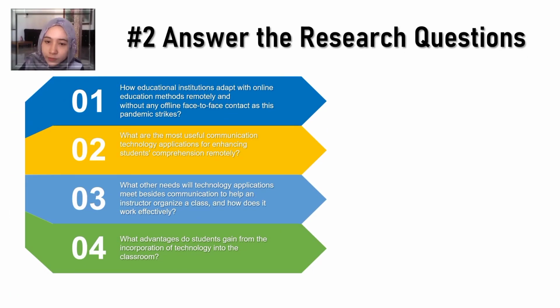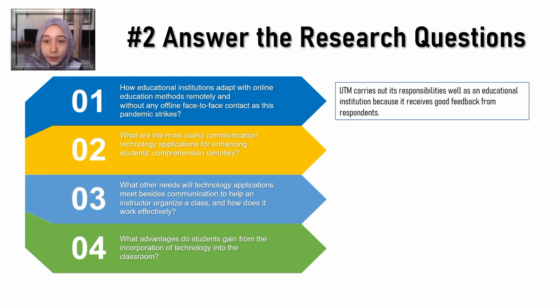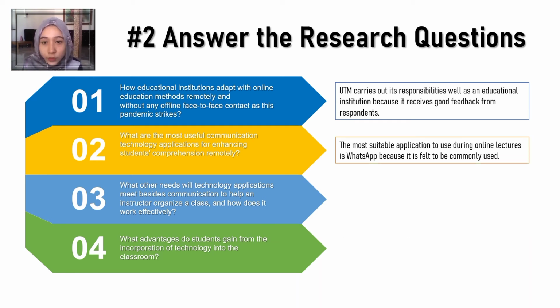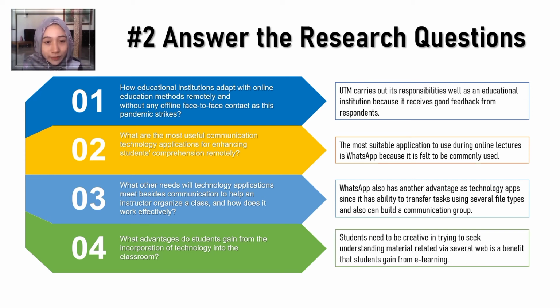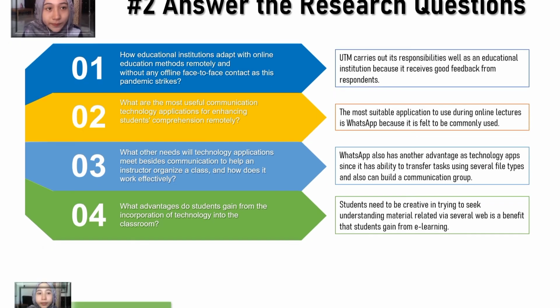Next is to answer the research questions. The answer for the first question is UTM carries out its responsibility well as an educational institution. Second, the most suitable application to use is WhatsApp. Third, WhatsApp also has other advantages such as transferring a task using several files and creating communication groups. And last, students need to be creative in trying to seek understanding of material related via any website.